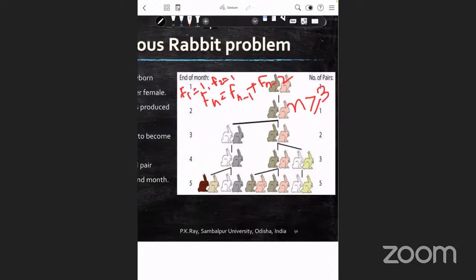But sometimes you can start with 0 also. F0 is equal to 0, F1 is equal to 1. You can start with this also. These are called the initial conditions. Every recurrent sequence has an initial condition. So if I start with F0 is equal to 0 and F1 is equal to 1, then n must start from 2 here.